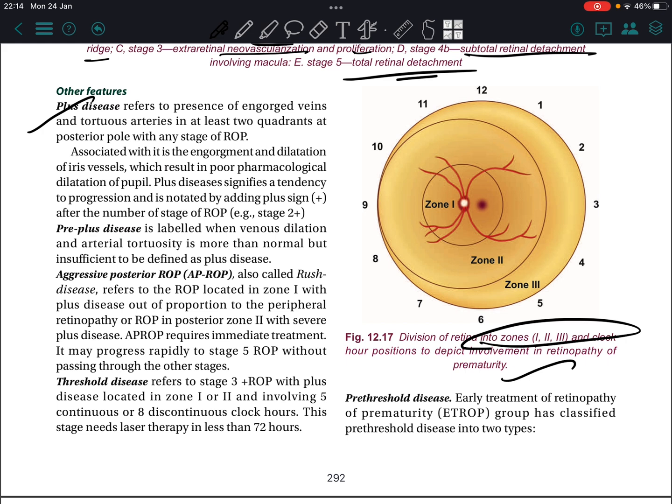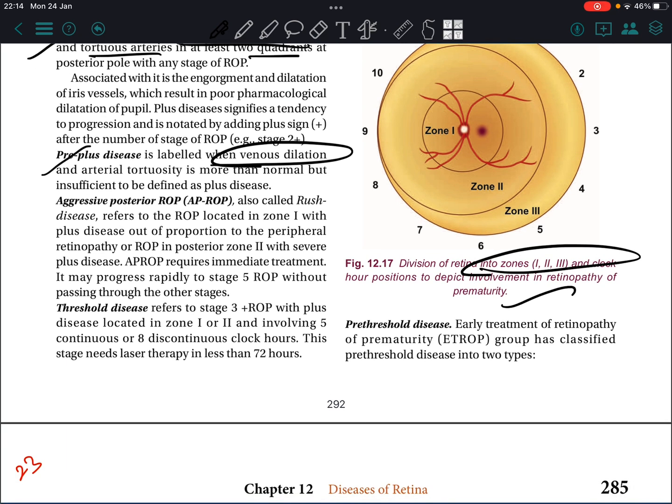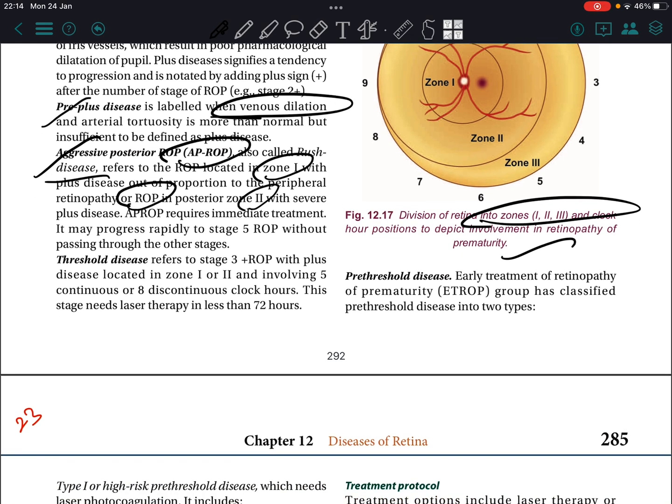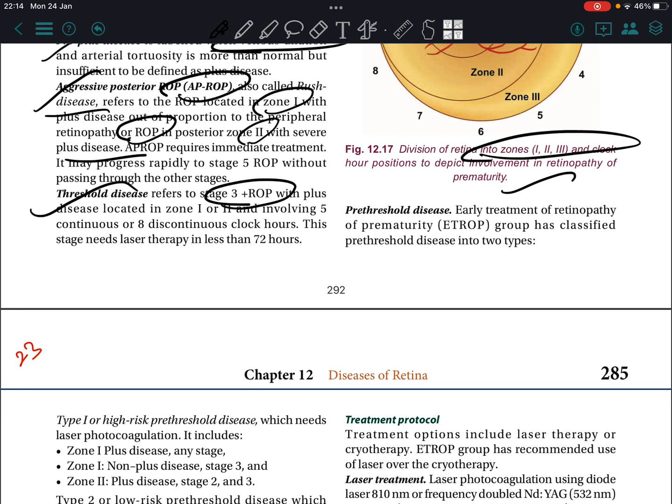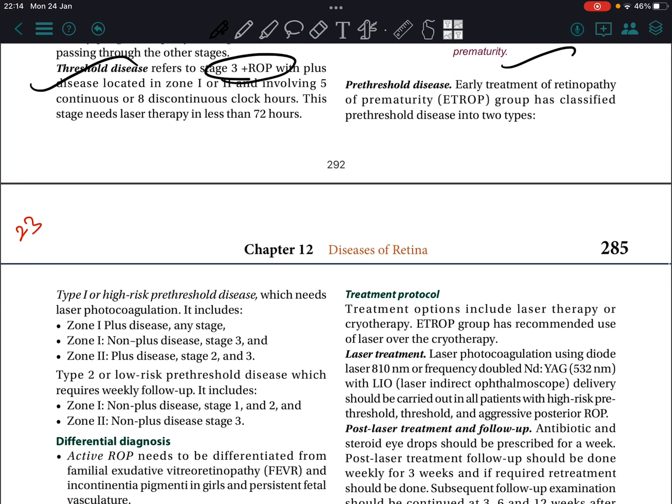Other features: plus disease is present when there are engorged veins and tortuous arteries in at least 2 quadrants. Pre-plus is labeled when venous dilation and arterial tortuosity are more than normal but insufficient for plus disease. Aggressive posterior ROP, or rush disease, refers to ROP located in zone 1 or posterior zone 2 with severe plus disease out of proportion to the peripheral retinopathy. Threshold disease refers to stage 3 ROP with plus disease in zone 2 or zone 1.